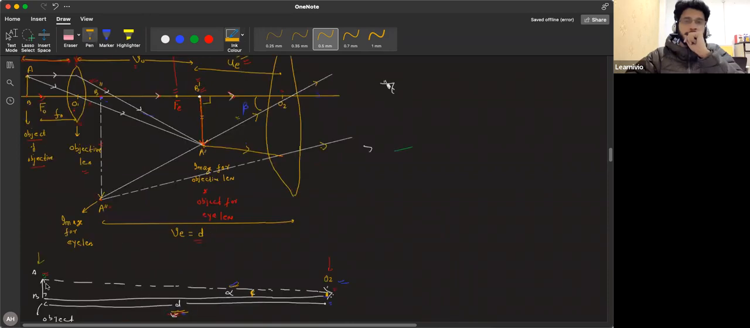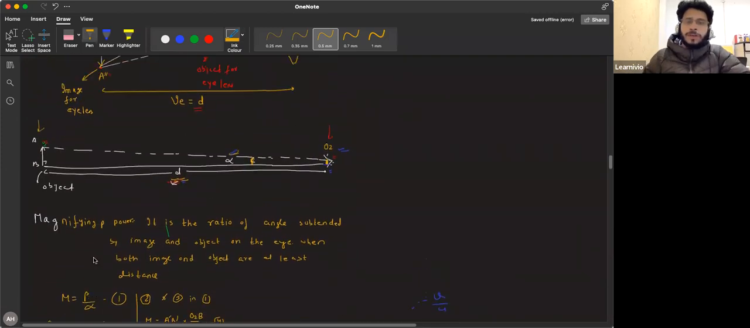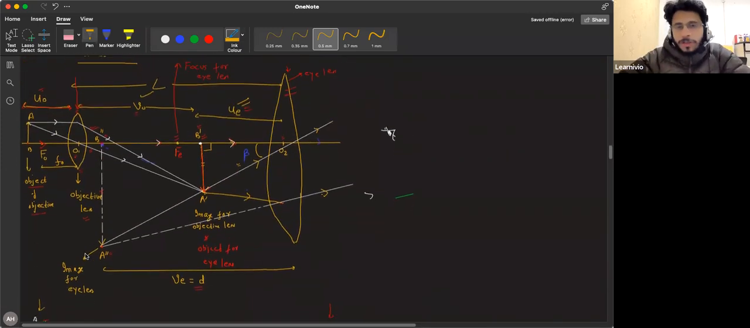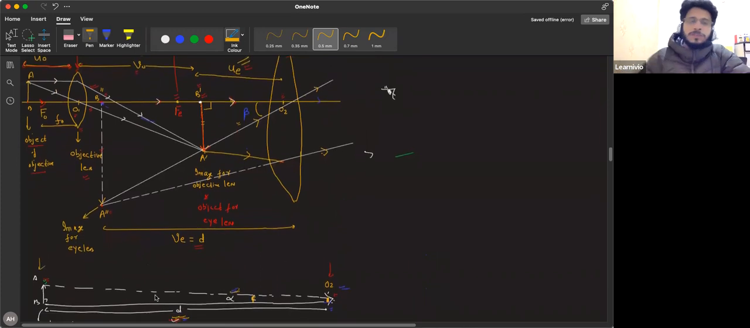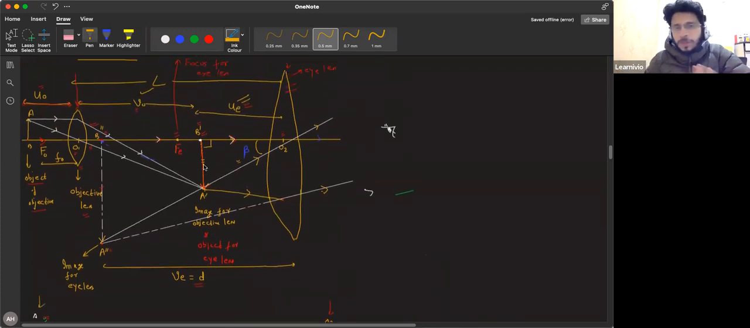So this is your object, at 25 centimeters. This is your image A double prime, B double prime, also at 25 centimeters from the eye, this T. So we just need the ratio of beta and alpha. Now, to calculate alpha and beta, the calculations are very easy. Let's first get the value of beta. For beta, you can use this triangle A prime, B prime, O2.